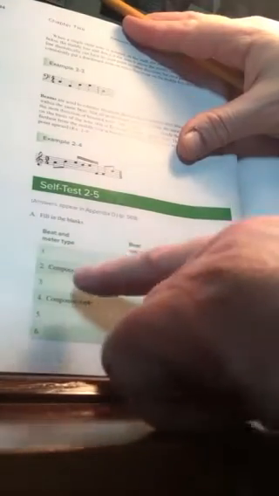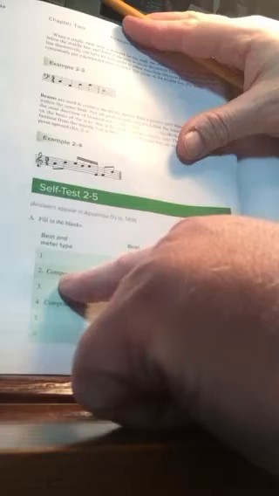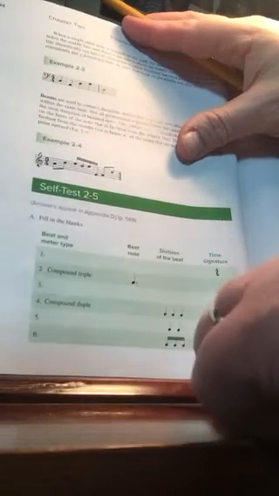But remember, when you see the word compound, you automatically know a few things. You know the divisions are going to be 3 of something, okay?